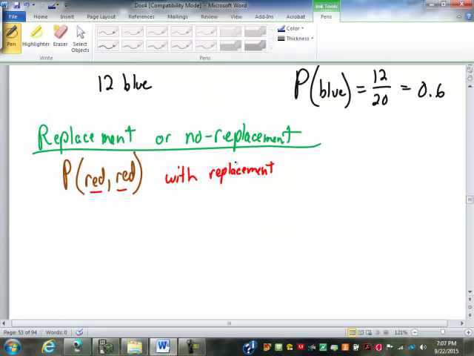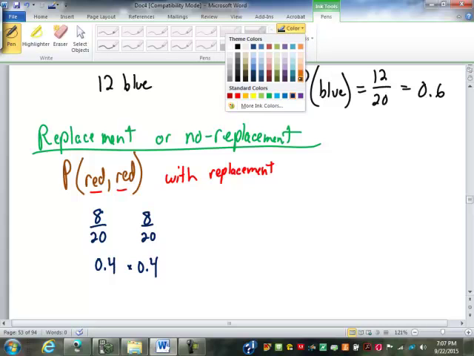So the probability of the first marble being red is 8 out of 20, or 0.4. Now before we draw the second marble, we put that one back. Now if the first marble was blue, we're done. We don't care what the second marble is. So we're assuming that the first marble is red. We put it back and we draw out a second marble. What's the probability that second marble is going to be red? Well, 8 out of 20, or 0.4 again.